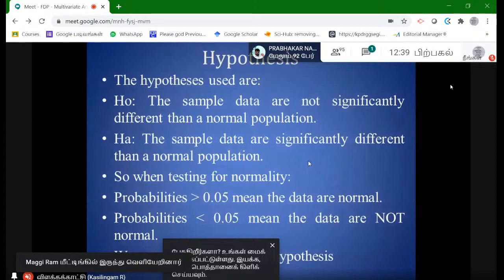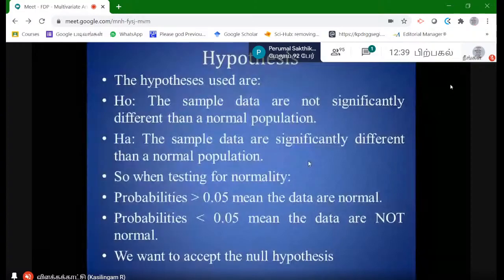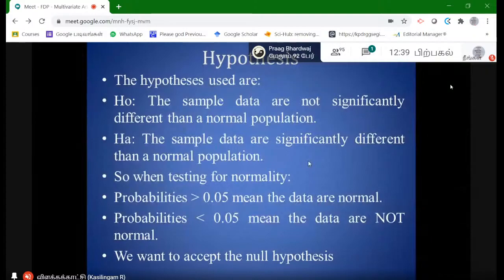Okay, so the alternate hypothesis is that the data is significantly different from normal. Otherwise, our null hypothesis is that the data is normal. So if the probability value or significance value is greater than 0.05, then the data is normal. Then we will accept the null hypothesis, which means the data is normal. Okay, so we have to accept the null hypothesis. That is what we want.